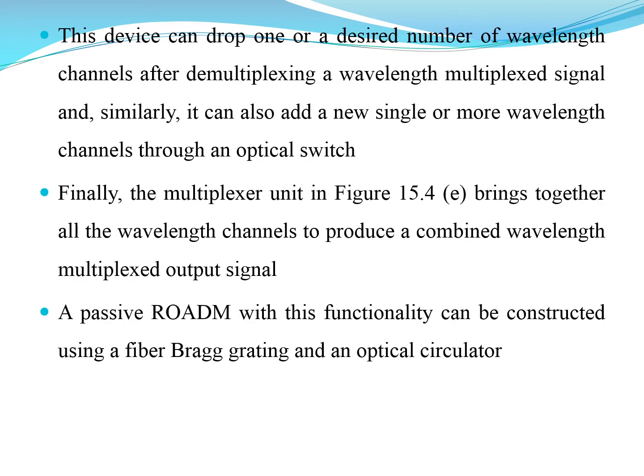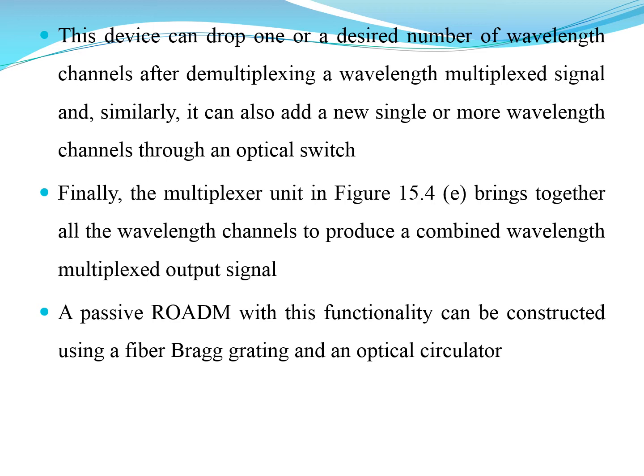This device can drop one or a desired number of wavelength channels. It can drop one signal of a particular wavelength, or it can drop many signals with different wavelengths after demultiplexing a wavelength multiplexed signal. Similarly, it can add a new signal or more wavelength channels through an optical switch. That is also possible. Finally, the multiplexer unit can bring together all the wavelength channels, so that it can be used to combine the wavelength multiplexed output signal.